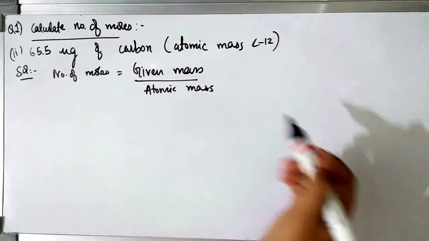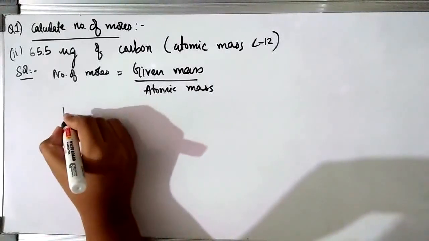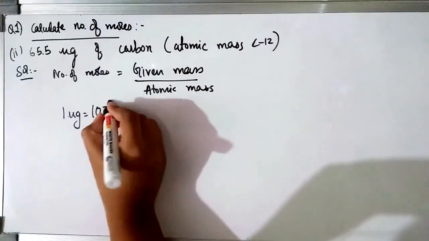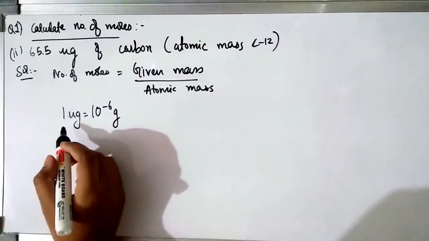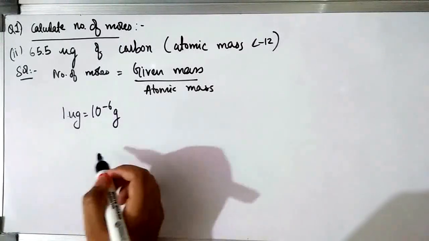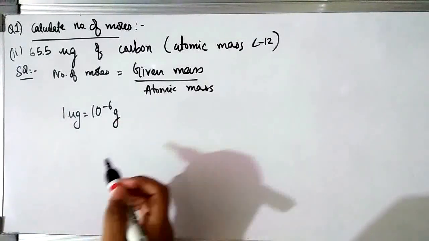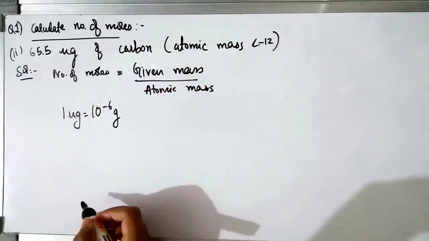So we have to convert the micrograms into the normal grams. Okay, so 1 microgram will be equal to about 10 to the power minus 6 grams. Okay, so this is the conversion. 1 microgram is equal to about 10 to the power minus 6 grams. So they're going to give you such kind of conversions in the questions in your test, so you need to know such values.